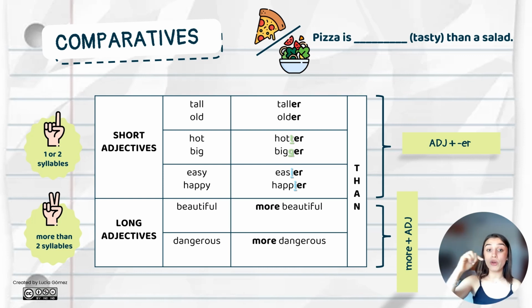For instance, if we pay attention at the example above, and I say something like pizza, cosa A, is no sé qué, no sé cuánto, than a salad, cosa B, I'm comparing two things. In this case, I have something like pizza is tastier than a salad. Being tastier with a normal I, basically, ¿vale? Con una I latina en vez de la Y. Y así se harían los comparativos en inglés.